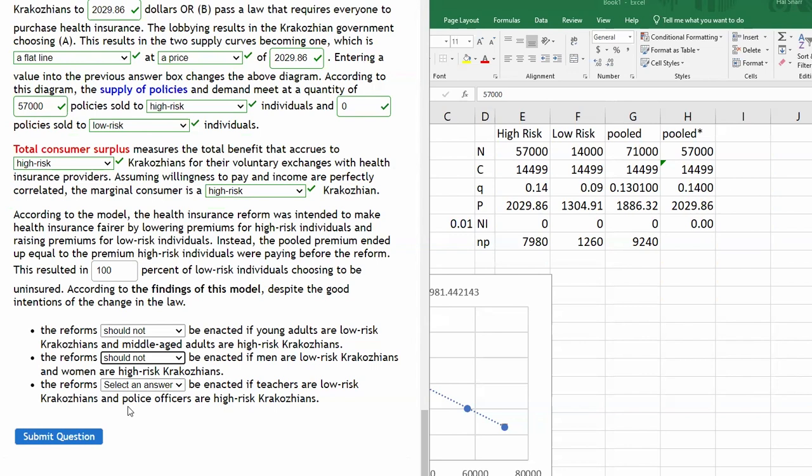Should they both pay the same insurance premium? If teachers who are low risk pay a lower premium and police officers are high risk and they pay a higher premium and they're adjusted in a way where both premiums are the same, teachers will choose to be uninsured, leaving high risk Caucasians in the pool, which means the premium they pay will be the same after the reforms as it was before. So I would say the model is saying should not be enacted.